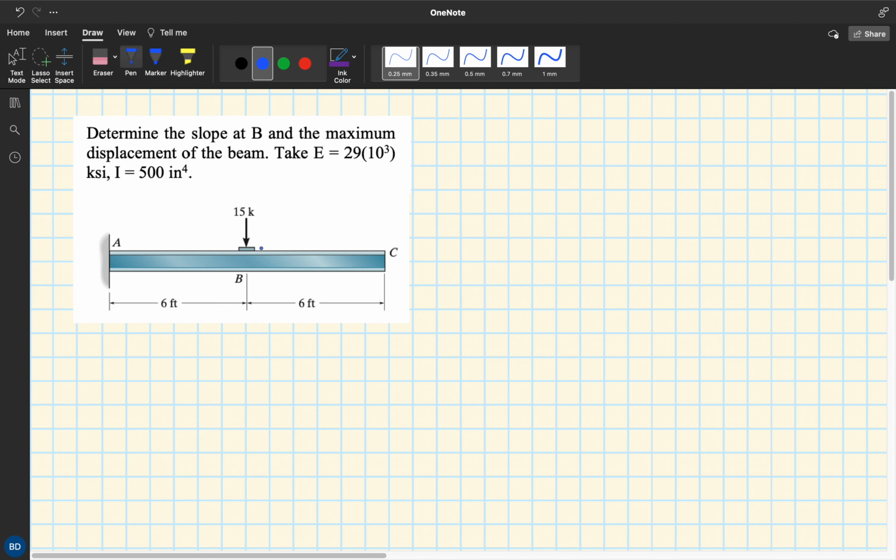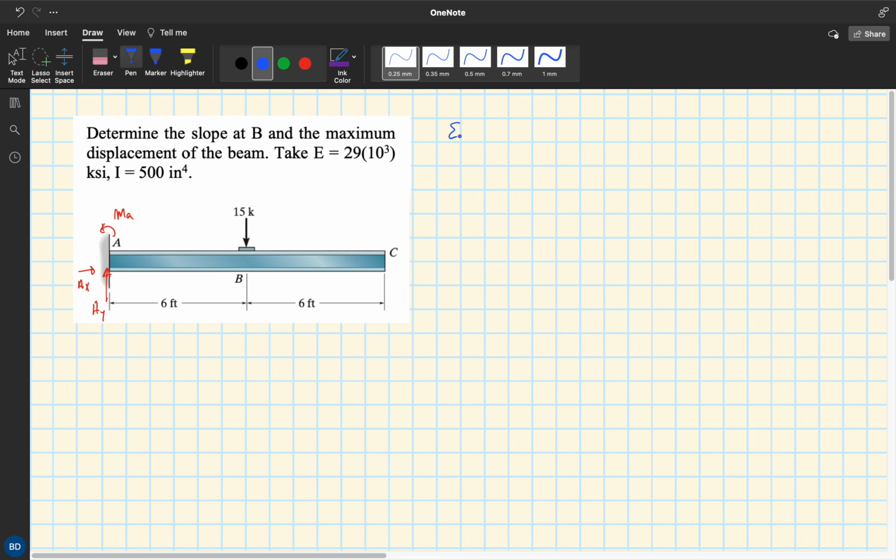Okay, there are other methods for solving it, but we are going to be choosing to use the method of double integration. First things first, we need to find the reactions, and this is a fixed support beam, so we have all three reactions at this point. Here we have AY, we have AX, and we have the moment MA.